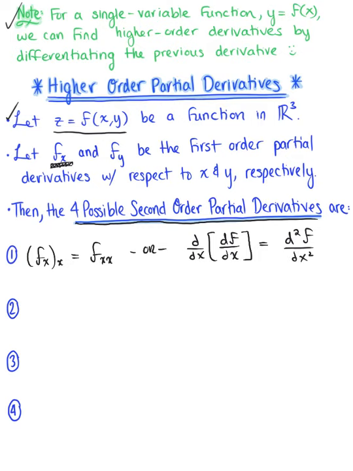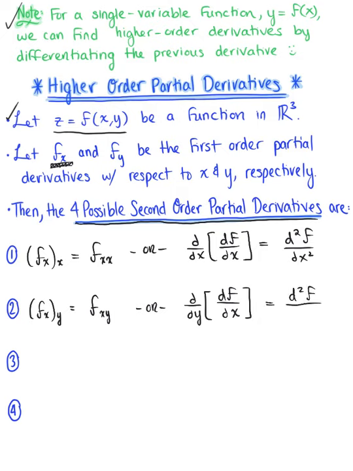Now, very similarly, we can take this same partial derivative, the partial derivative of our function with respect to x, and differentiate it with respect to y. So in other words, we have the second order partial f sub xy. Alternatively, we could use our differential notation and say that we are differentiating with respect to y the partial derivative of the function with respect to x, which leaves us with d squared f by dy dx.